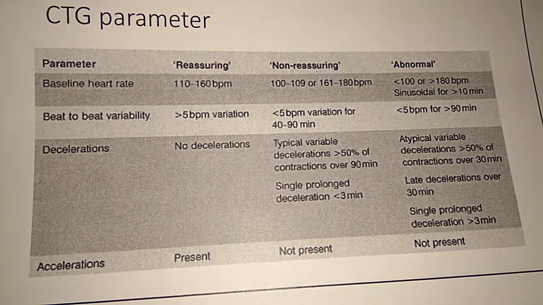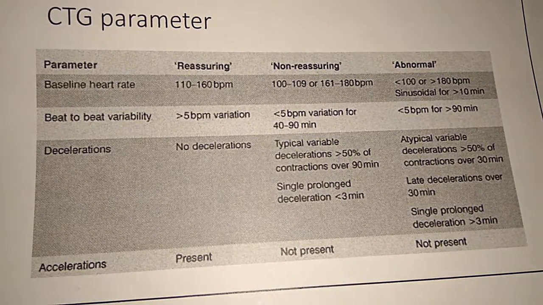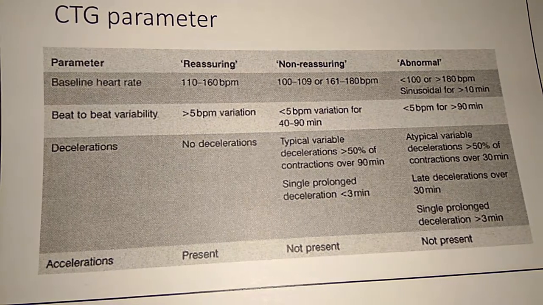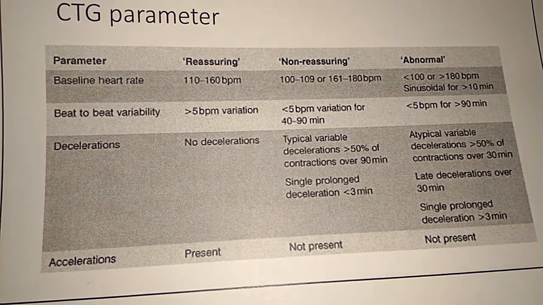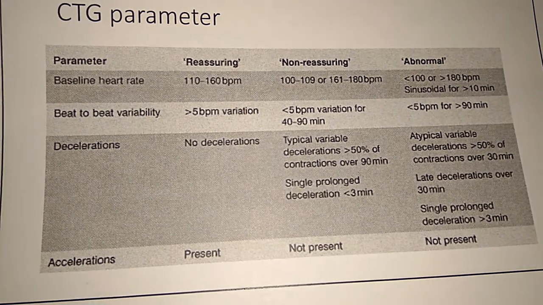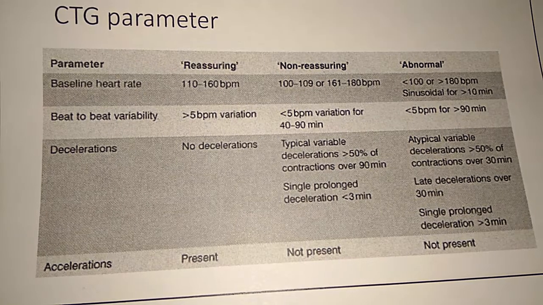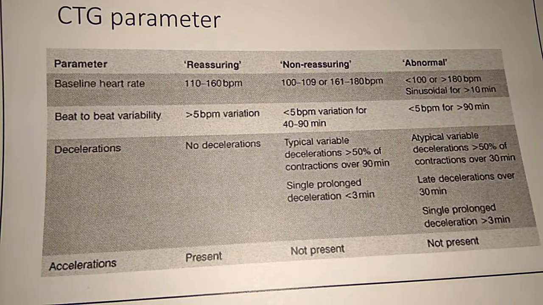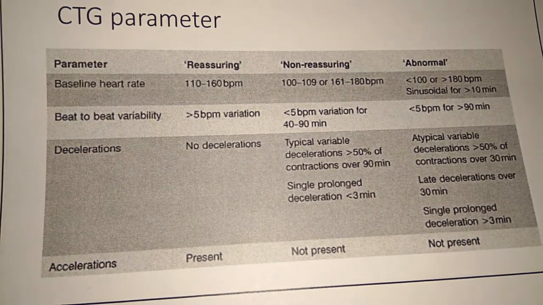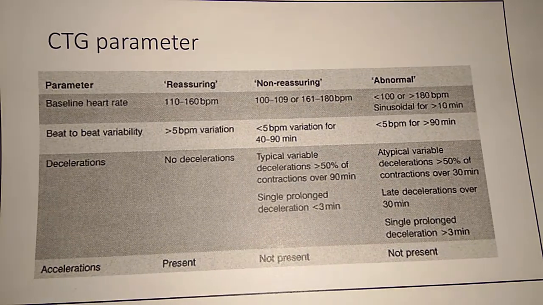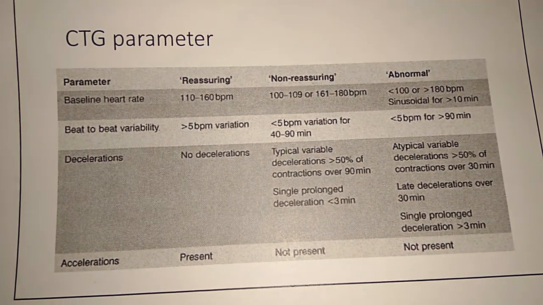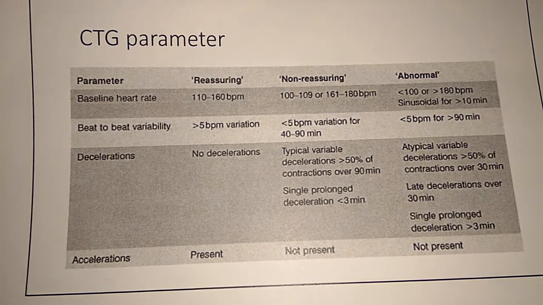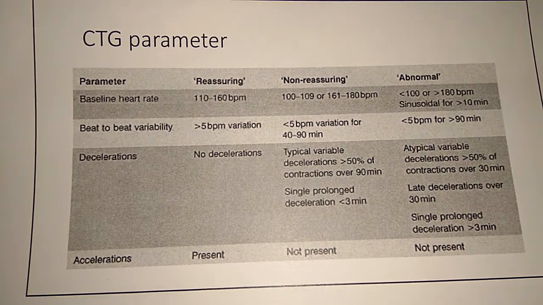First, baseline heart rate. Baseline should be 120 to 160. If other than that, it won't be normal. Beat to beat variability should be more than 5 beats per minute variation. Okay, there should be acceleration and deceleration should not be present. However, if there's deceleration, you have to indicate whether it is type 1, type 2 or type 3. Type 1 is early deceleration, type 2 late deceleration, and type 3 is variable deceleration.